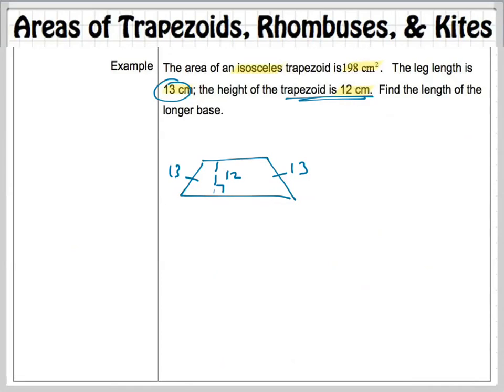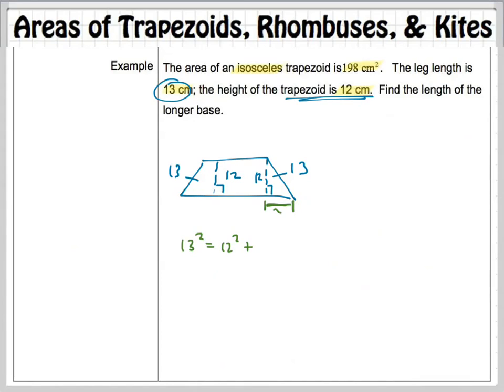Oh, what if I drew the height like this? If I put my height right here, we have a right triangle right there, don't we? Yes. So what is this length right here? What is this little length right here? Let's see. Pythagorean theorem, yeah? 13 is my hypotenuse, and then I have 12 right there.